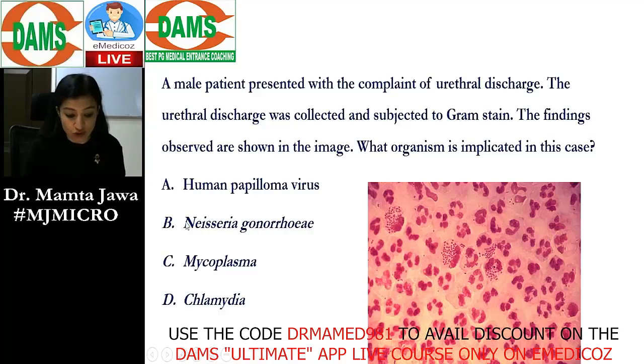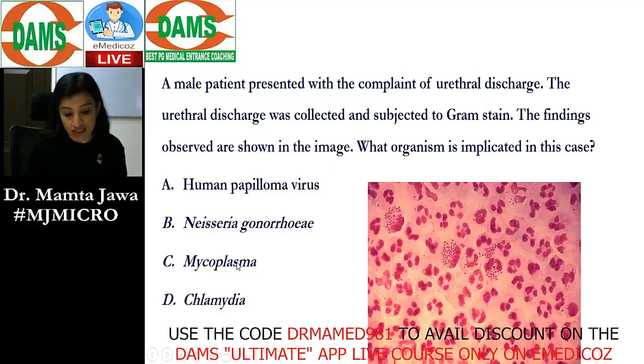Now let us see option B. Neisseria gonorrhoeae, also known as gonococcus. Could this be the answer? Yes, it could be the answer. It's a gram negative coccus and it is a very well known cause of urethritis, and this patient was presenting with the complaint of urethral discharge.